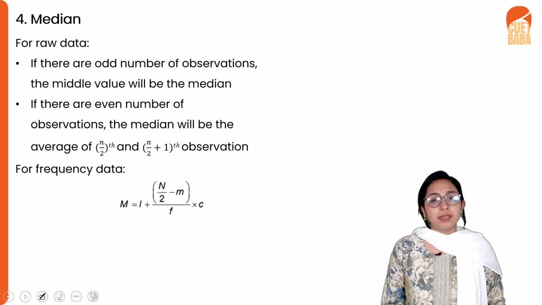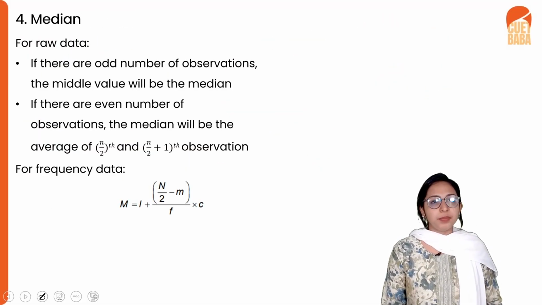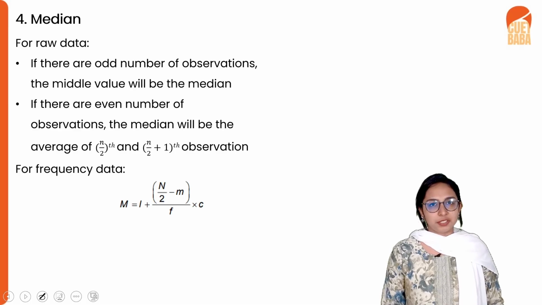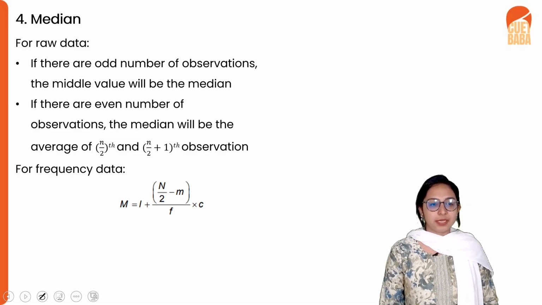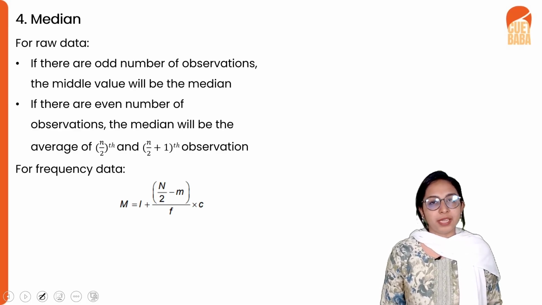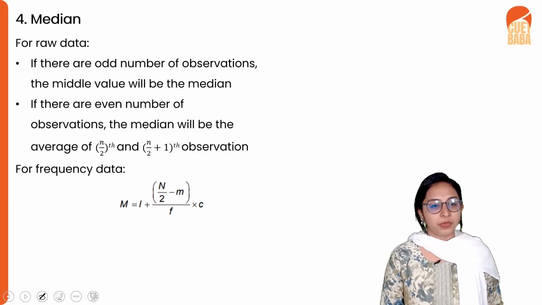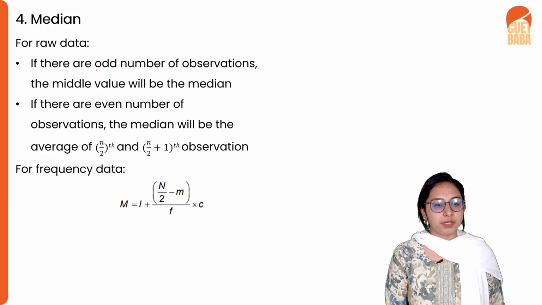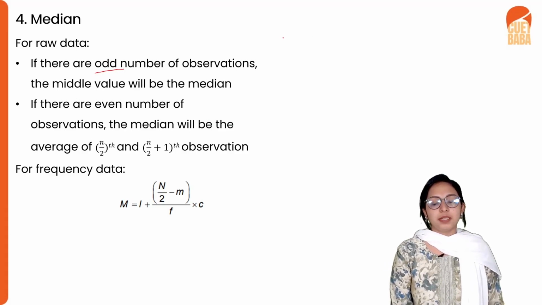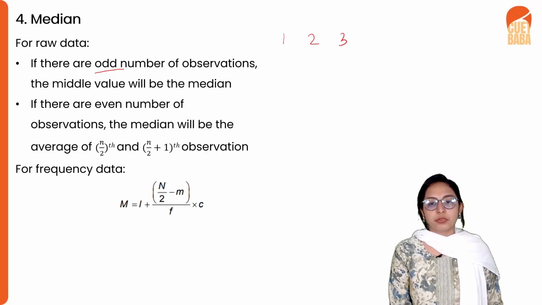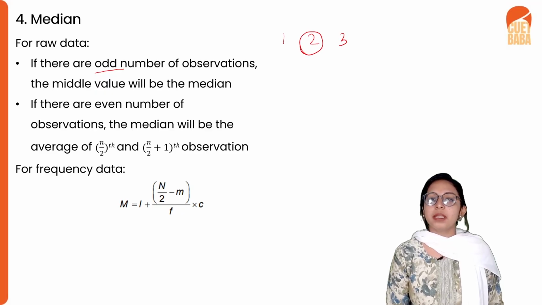The fourth topic under measures of central tendency is median. As the word suggests, it is the mid value, that is, the middlemost value of data when it is arranged in ascending or descending order. If there is an odd number of observations, the middle value will be the median. See, if there are 1, 2, 3, the middle value is 2. Simply we can say it is 2.